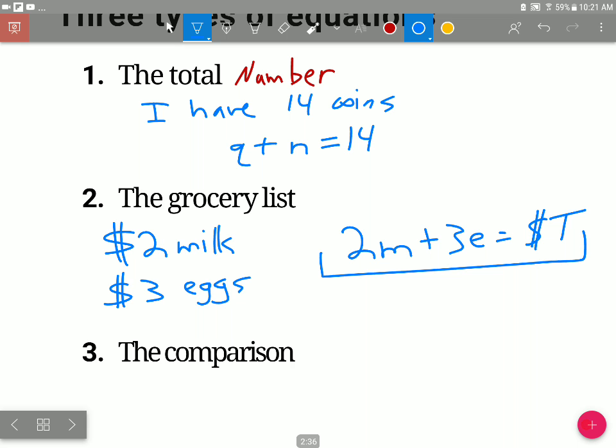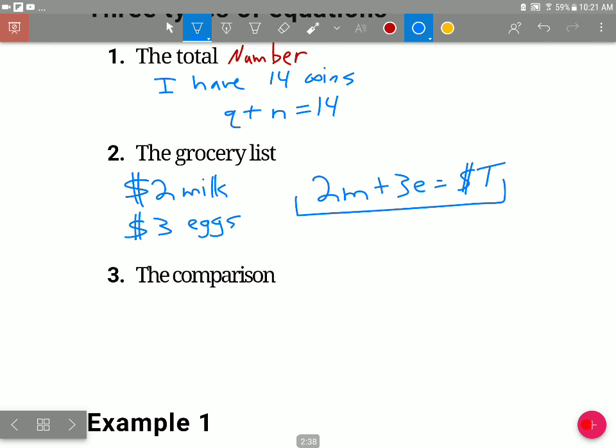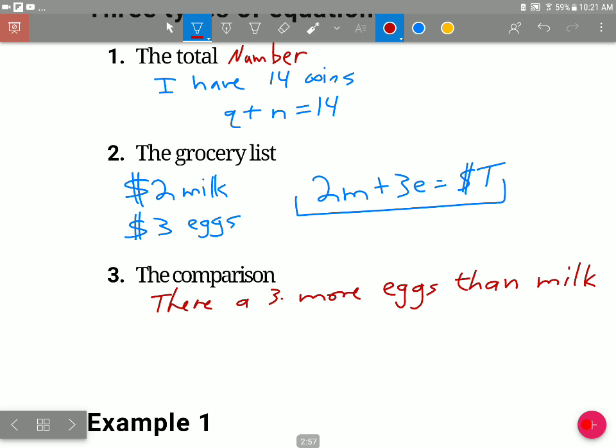Last but not least, you have the comparison. And this one's the trickiest one. This one is not a total. It's something more along the lines of, let's say, there are 3 more eggs than milk. So hopefully you can read that and realize we're comparing the eggs to the milk because we're saying which one's bigger or less or however we're dealing with that. So the way we do a comparison in math is E equals M. Your eggs equals your milk.